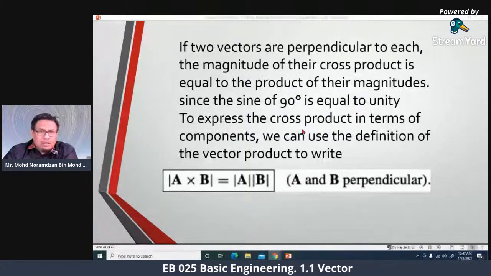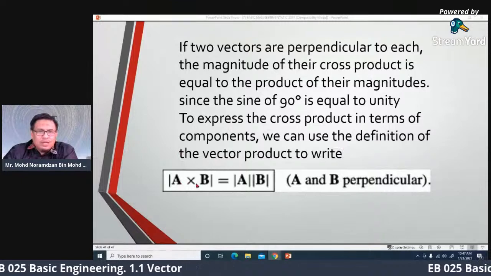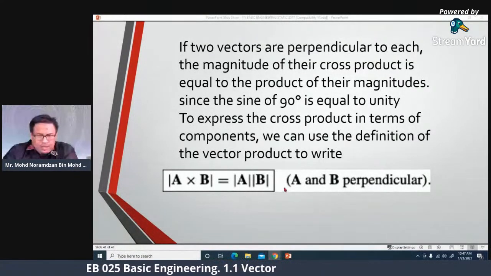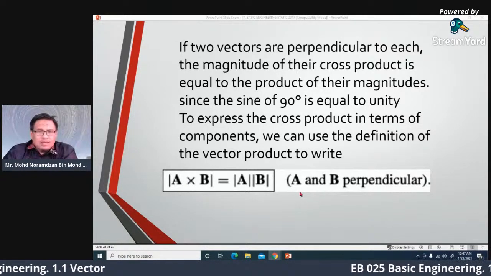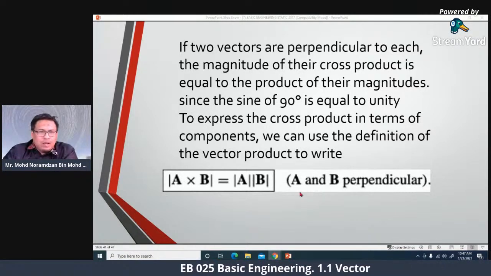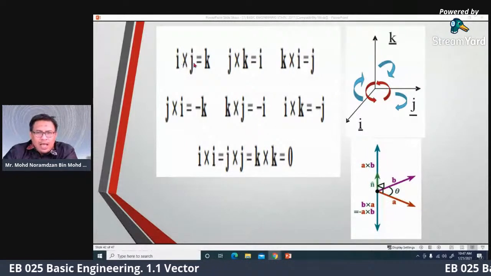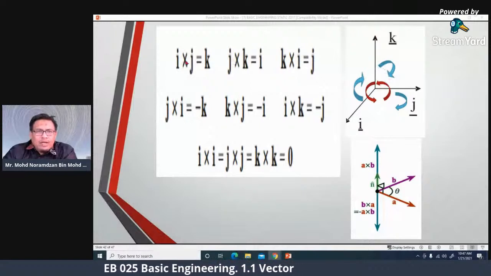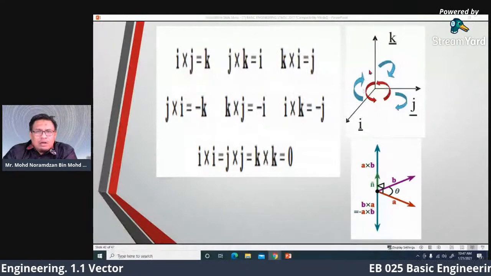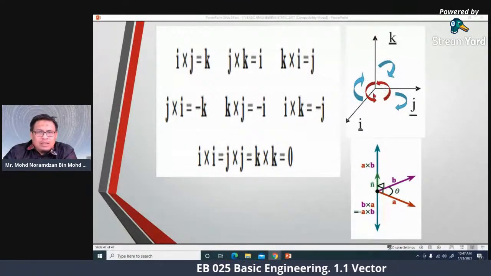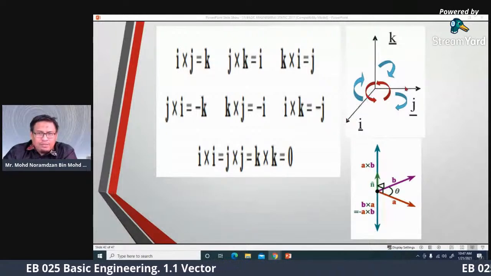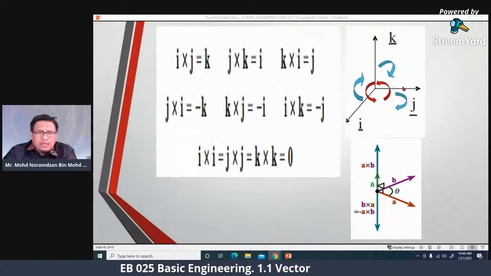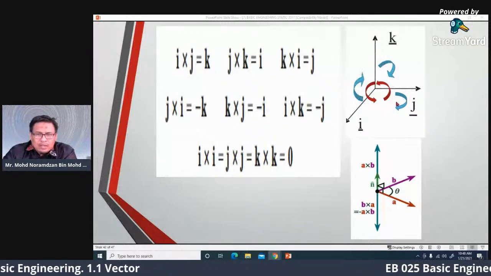To express the cross product in terms of components, we can use the definition. A cross B is equal to the magnitude of A times B if A and B are perpendicular, because sin 90 is 1. So we can see: I cross J, the answer is K. We go up. J times K, counterclockwise, the answer is I. K cross I, the answer is J. Counterclockwise. This is clockwise.